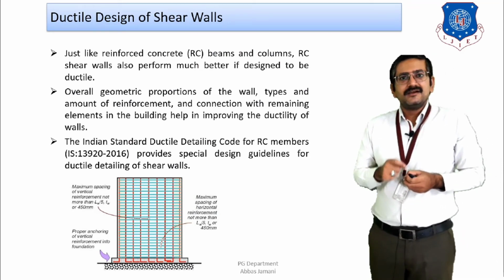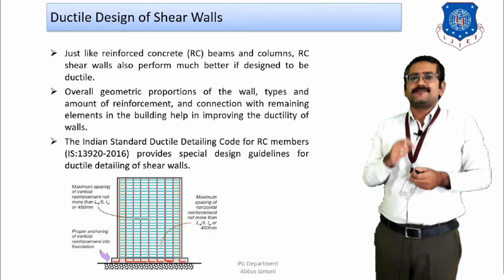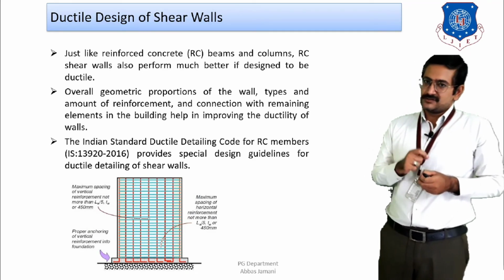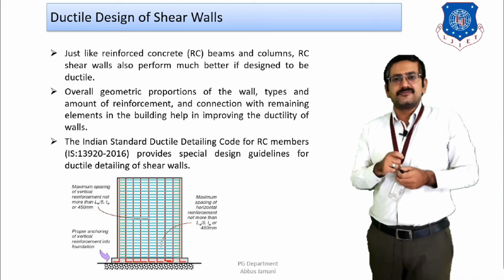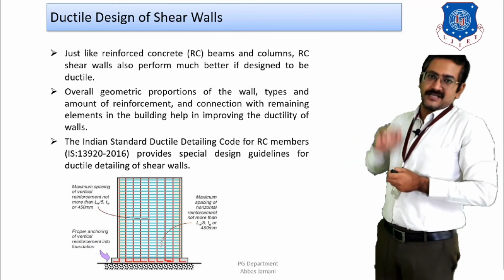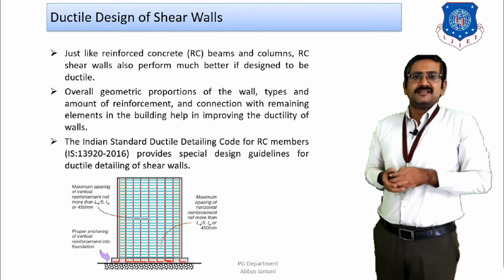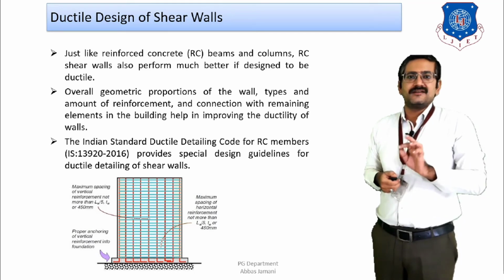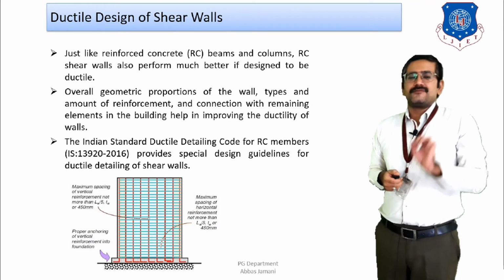Lastly, the Indian Standard Code IS 13920:2016 gives the guideline for ductile detailing of shear walls as well. As you can see in the figure, two types of reinforcement are present in the majority: first is the horizontal reinforcement, second is the vertical reinforcement. In both cases, the maximum spacing should not be more than the length of the wall divided by 5, or the thickness of the wall, or 450 mm.